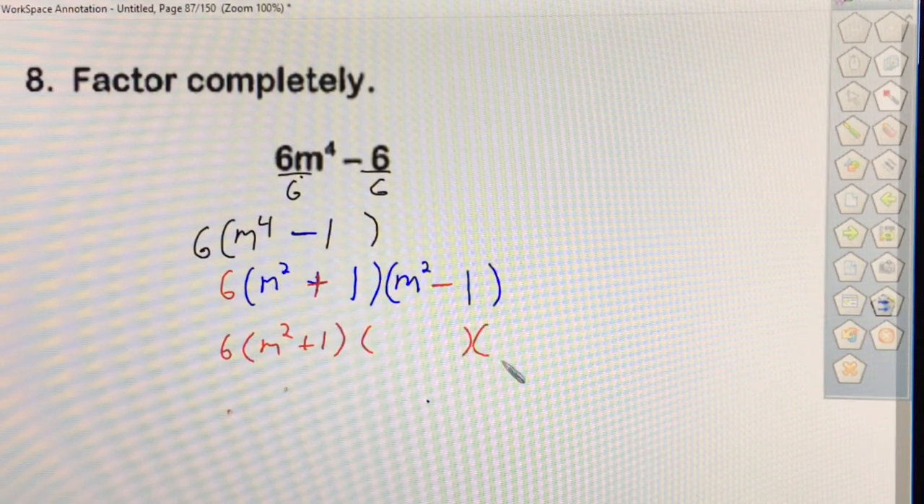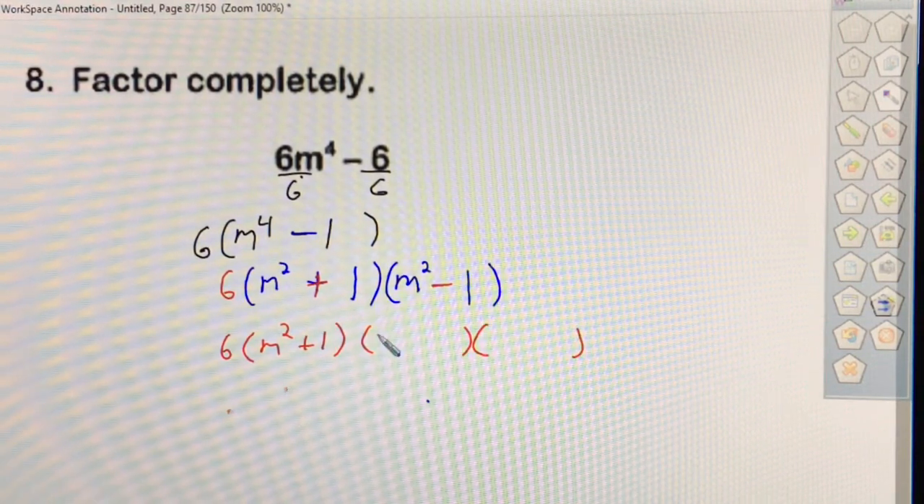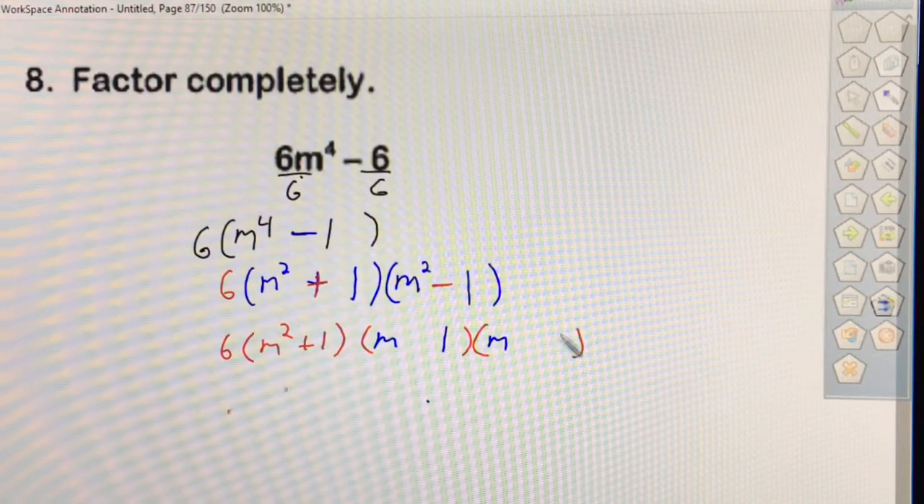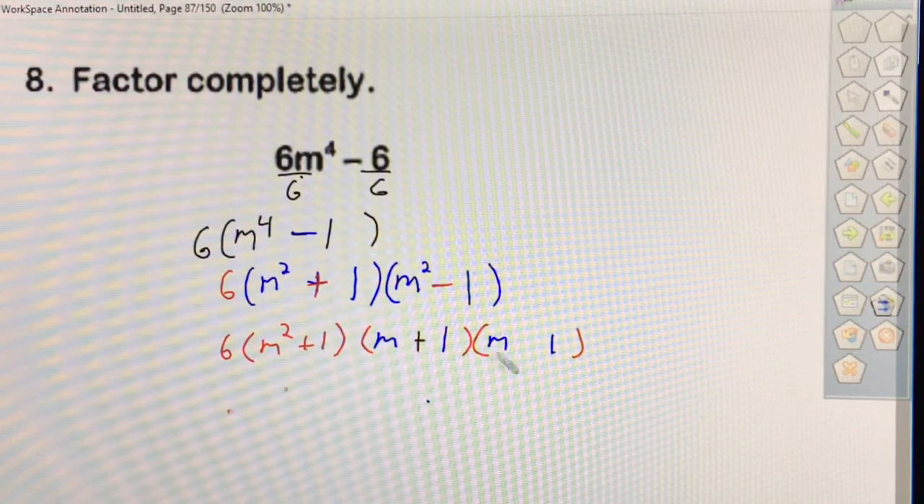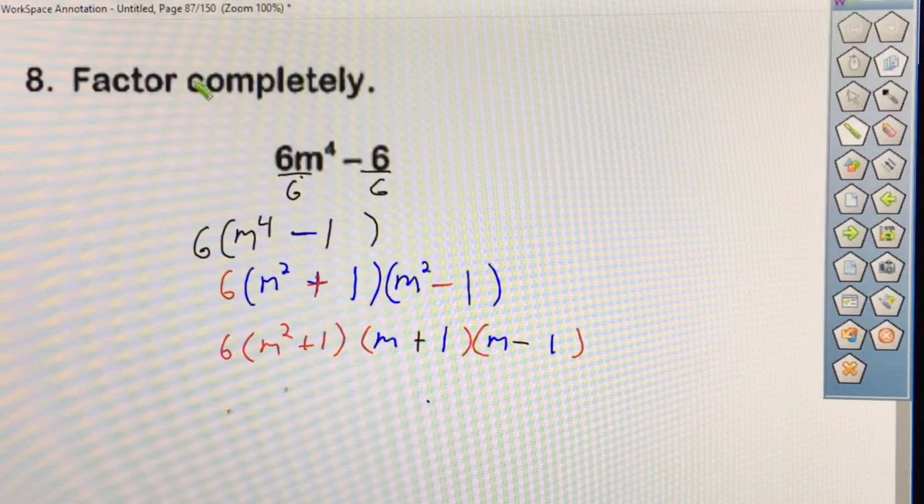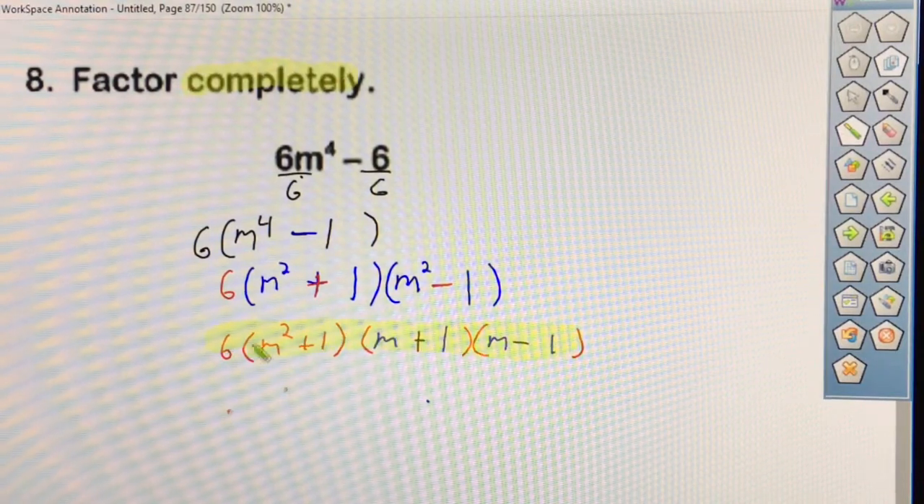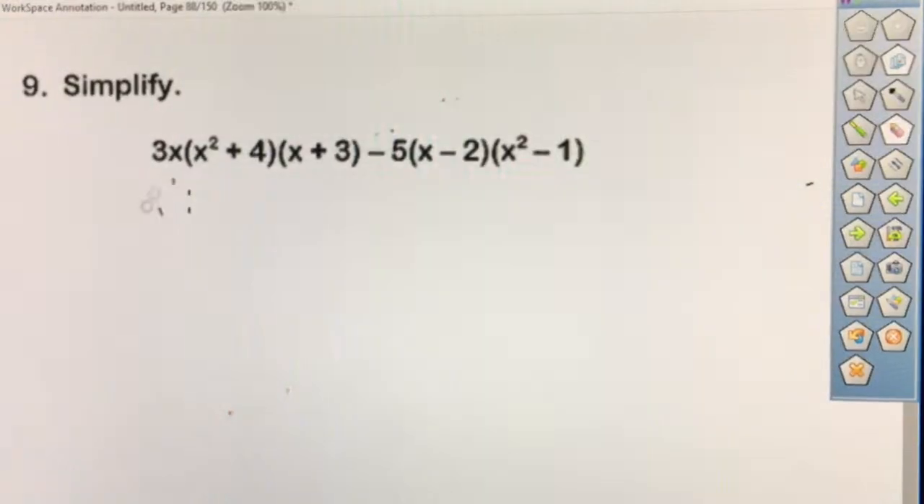I'm going to set up my parentheses. And what times what equals m squared? M times m. What times what equals 1? 1 and 1. And don't forget to alternate the signs with the difference of two squares. And there is my factor completely. It says factor completely. It doesn't just say factor. That is my final answer for that one.